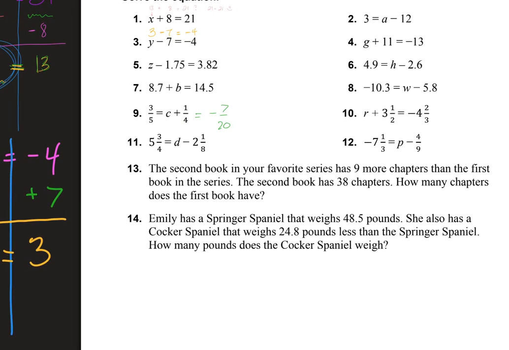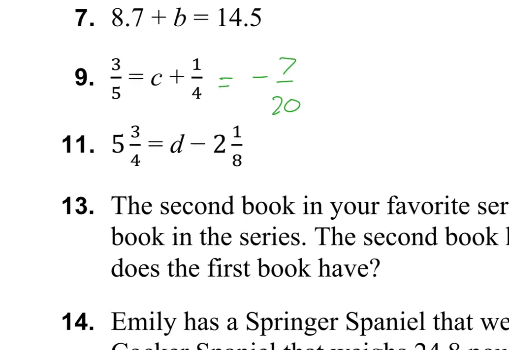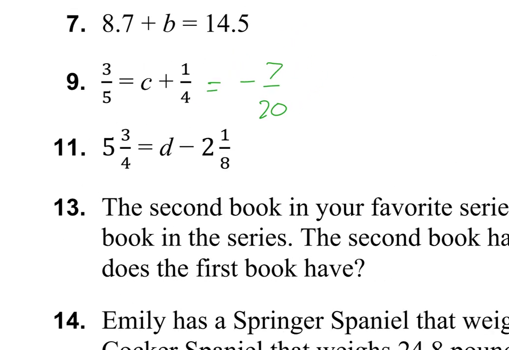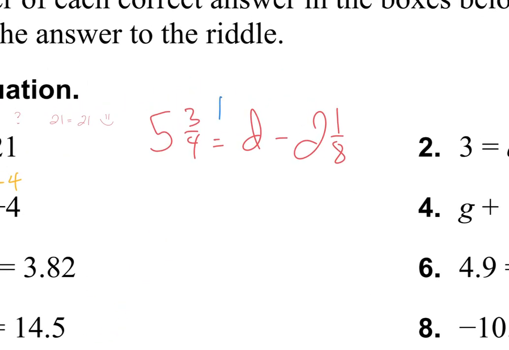Last but not least, I say last but not least because I am going to be doing about half the problems these days, and I always want to save my word problems for people to actually give their best attempt on. So here we go. 5 3/4 equals D minus 2 1/8. Okay. We have the left side, we have the right side.